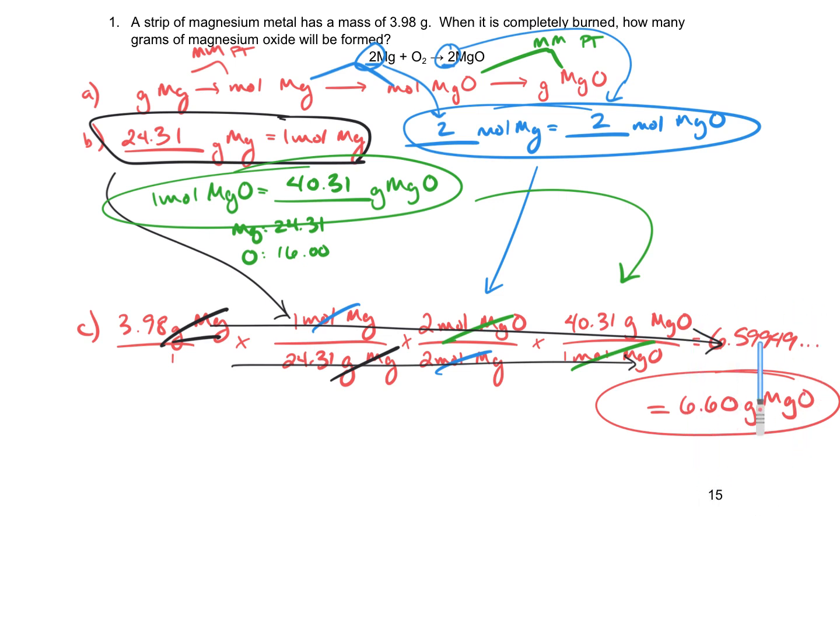The number from the calculator is a big, long number. It's got a whole bunch of decimals. But since we only had 3 significant figures to start the problem, we should have 3 to end the problem. And 6.599 would round up to 6.60. So the 9 rounds up to a 10, which adds a value to the 10th place, and that's 6.60.